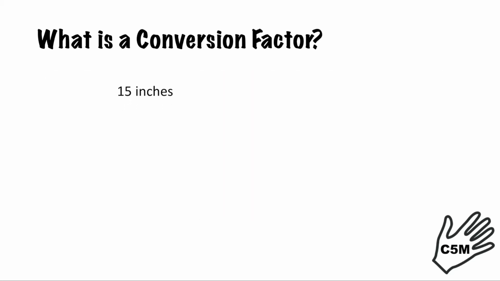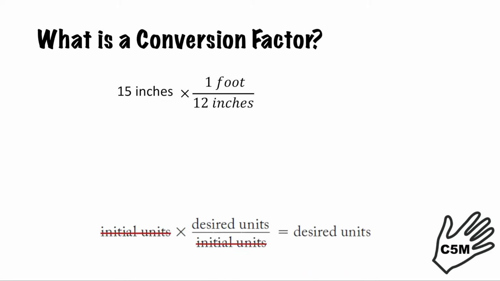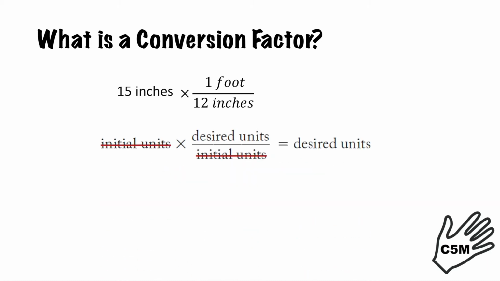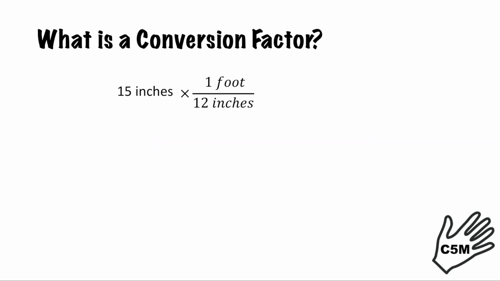Let's say, for example, that you want to convert a distance of 15 inches into feet. We know that any number multiplied by 1 is itself. What if the number is multiplied by something equal to 1? For example, the conversion factor of 1 foot over 12 inches. Doing this allows for the conversion of units on the measurement because the initial units will cancel out, leaving the measurement with the desired units. In this case, the units of inches cancel, leaving the desired unit of feet.